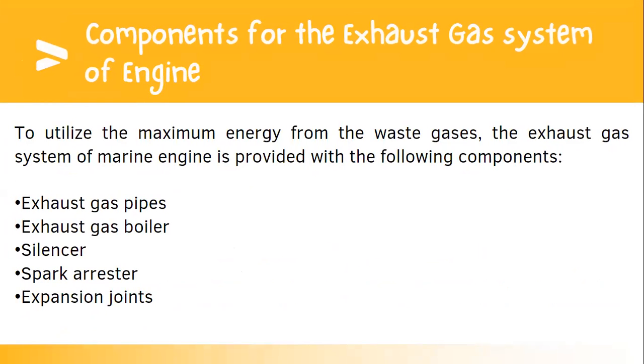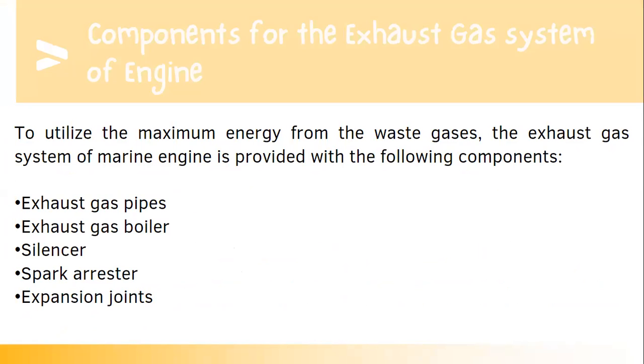So for the components of the exhaust gas system of an engine, to utilize the maximum energy from the waste gases, the exhaust gas system of a marine engine is provided with the following components. The first one is the exhaust gas pipes. Second is the exhaust gas boiler. Third is the silencer. Fourth is the spark arrestor. And lastly is the expansion joint.